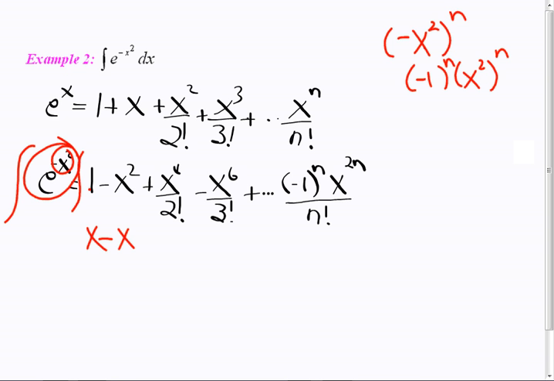I put this in. And this is a negative 1. So you have to distribute the exponents. It goes to that one, and it goes to that one. And that's x to the 2n.